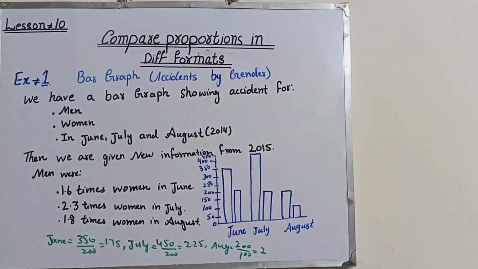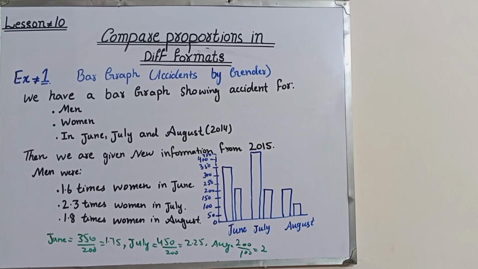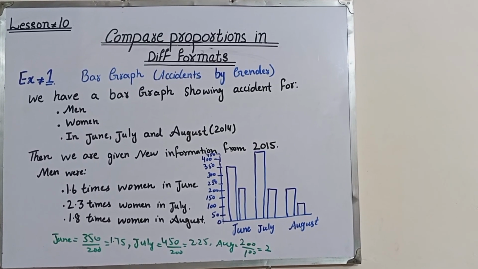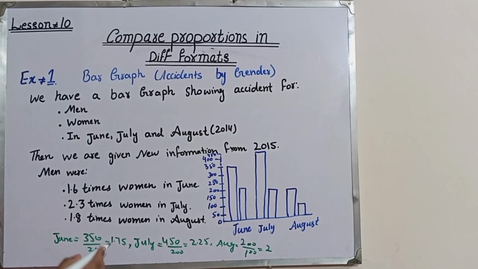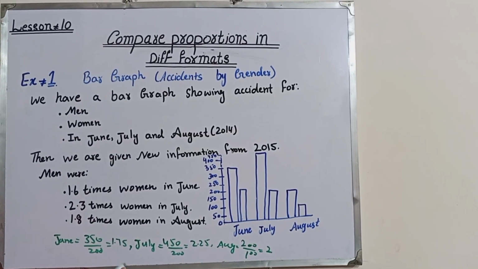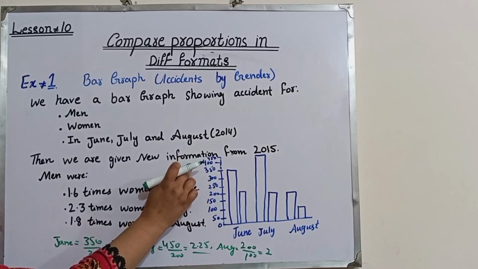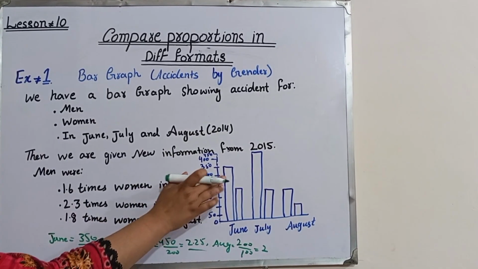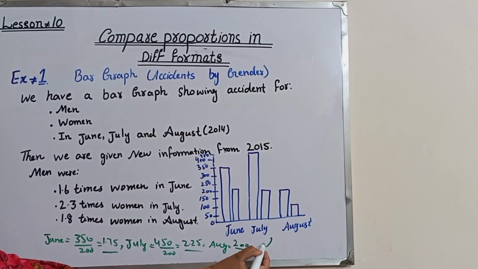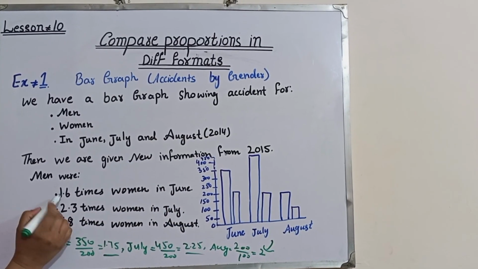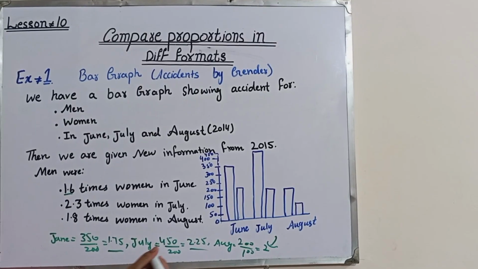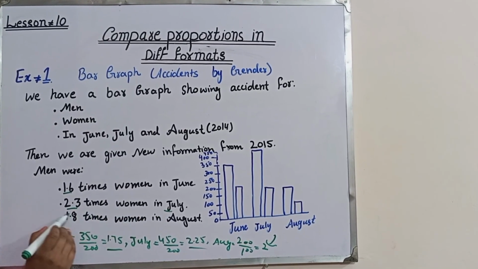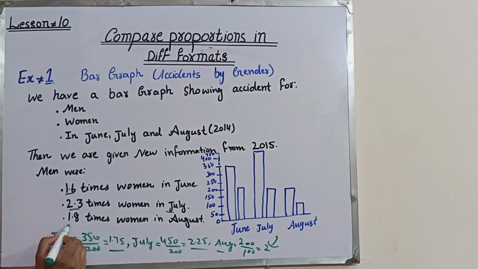Now, compare the calculated and given values to determine the greatest proportion of male to female accidents. Firstly, we convert into numbers as you see, because the first is in the bar graph and the second is number information. So we convert the bar graph information into numbers. In June, there is 1.6 and 1.75. In July, there is 2.3 and 2.25. And in August, it will be 2 and 1.8.